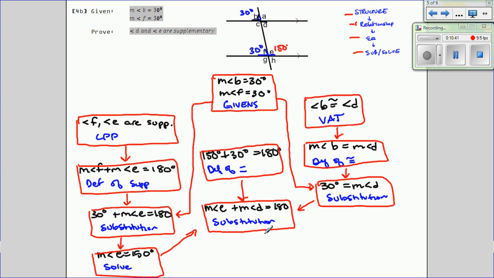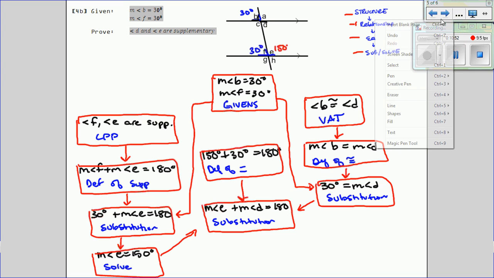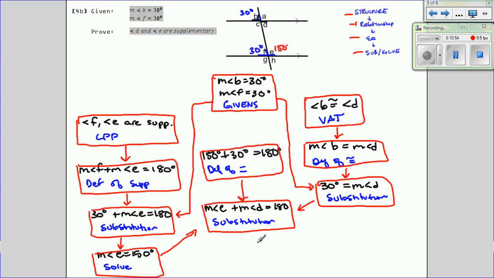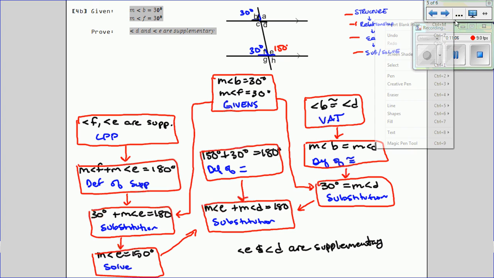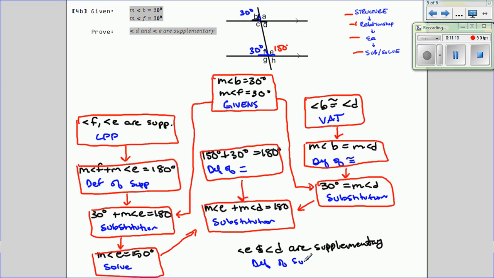If I can show the measurements add to 180 degrees, then I can logically conclude that angle E and angle D are supplementary. And that's going to be by the definition of supplementary. Kind of reverse, but still the definition of. So it comes directly from the one above it, and that's going to be a good proof, guys.